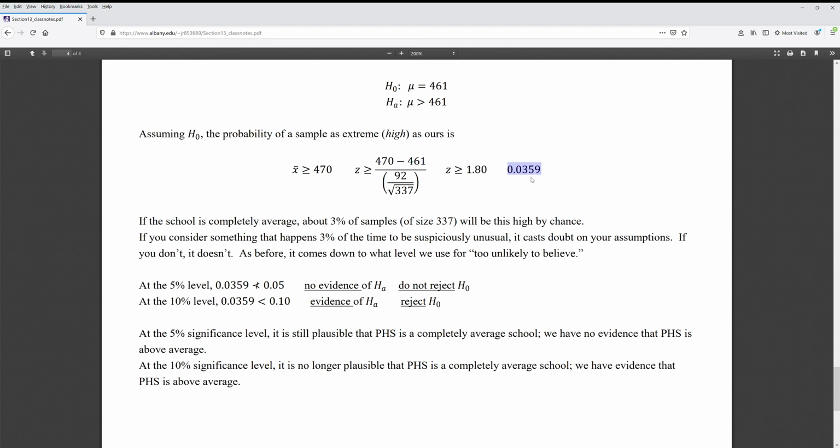How small? Smaller than 5%? Yes. Reject H0, evidence of HA. Smaller than 10%? Yes. Reject H0, evidence of HA. Smaller than 1%? No. At the 1% level, we'll not reject H0. We'll stick with it. Still plausible. No evidence of HA. So, sorry about the typo. This is a less than, but if you make this a 1, and you make this a 1, then this would all go through.